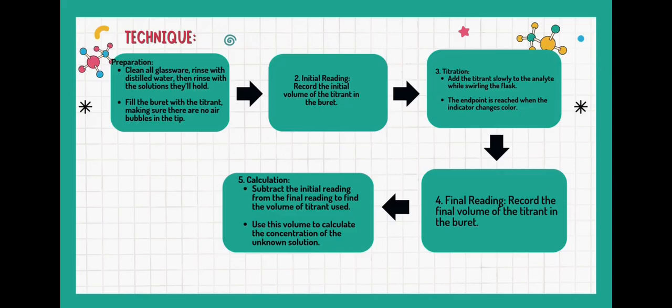Fourth, final reading. Record the final volume of the titrant in the burette. Fifth, calculation. Subtract the initial reading from the final reading to find the volume of titrant used. Use this volume to calculate the concentration of the unknown solution.